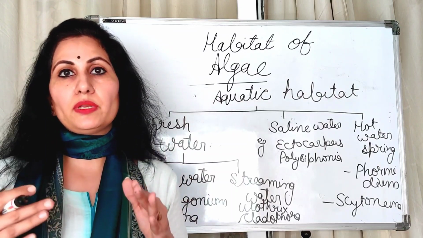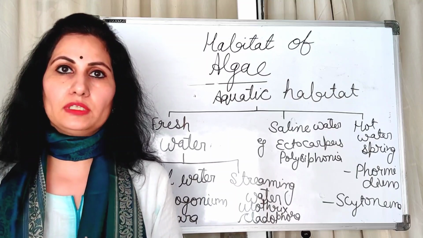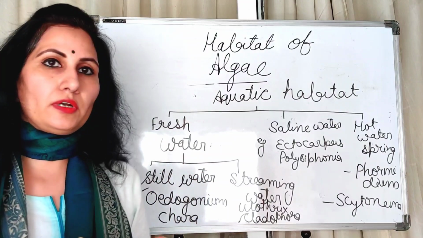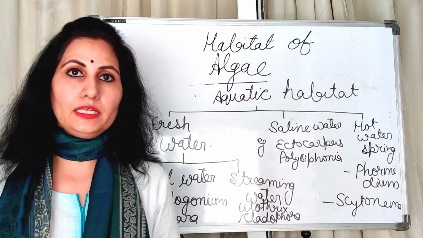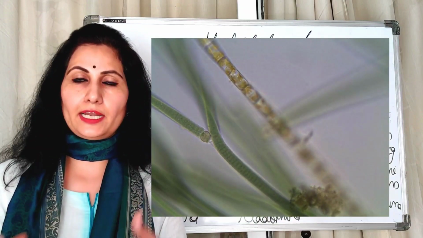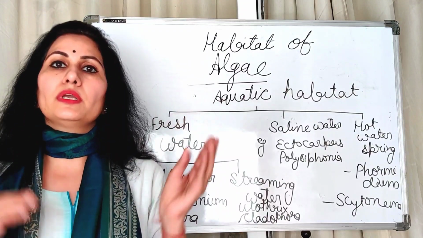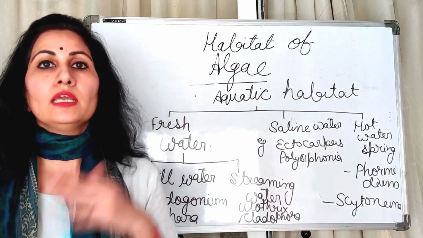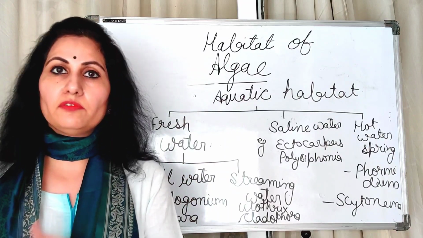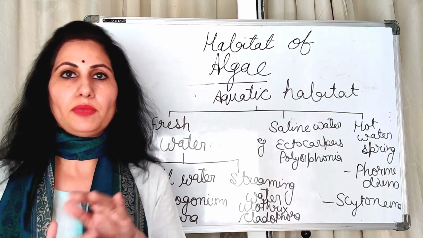So the water temperature is all around 80 degrees Fahrenheit over there, and in such hot water some algae can grow easily. Examples of such algae are Phormidium and Scytonema. These are very important algae for exam purposes also, because this question comes repeatedly: give the example of the algae which are found in hot water springs. So examples are Phormidium and Scytonema.